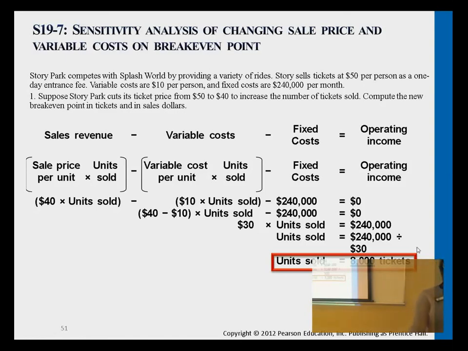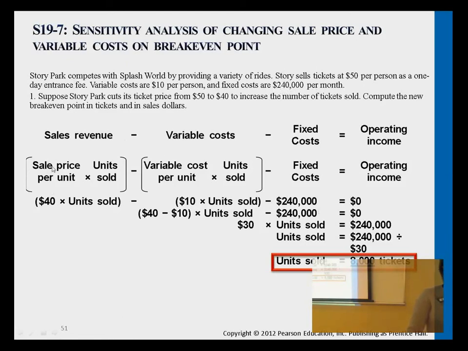So again, we split the formula: sales revenue is sales price per unit times units sold, minus variable cost per unit times units sold, minus fixed cost, which gives our operating income. As operating income, we put a 0. Fixed cost, we were told it's $240 per month, right?